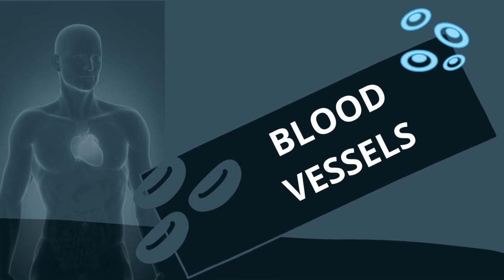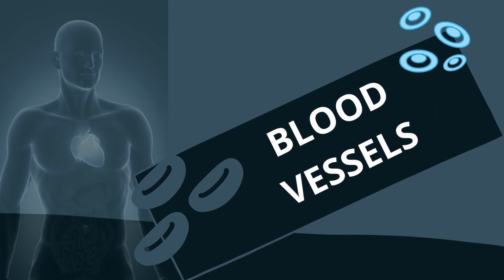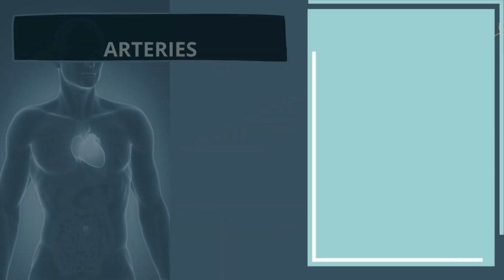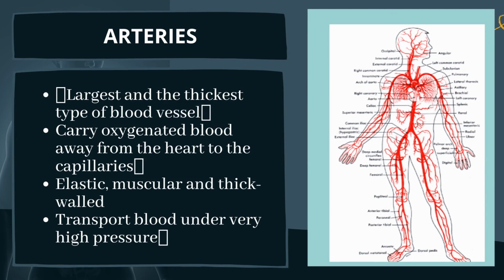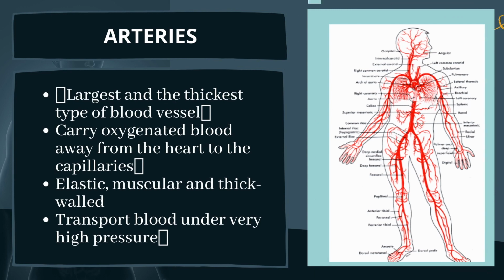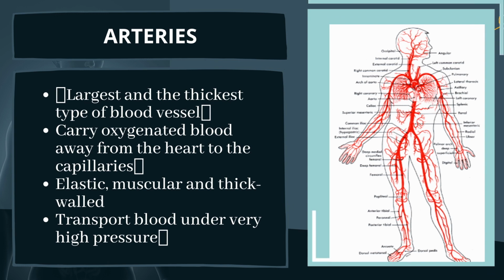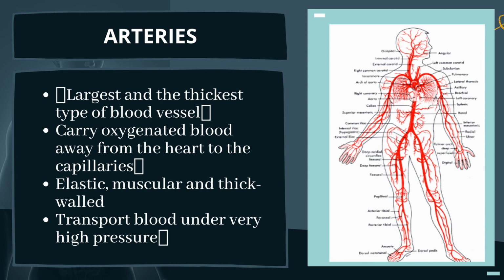We now go to the blood vessels. Blood vessels are a closed network of tubes. They bring blood to the different parts of the body. The largest type is the artery. Small arteries are called arterioles. Arteries are also the thickest type of blood vessels and are elastic. They carry oxygenated blood away from the heart to the capillaries. They transport blood under very high pressure.